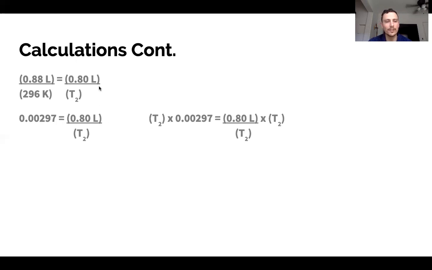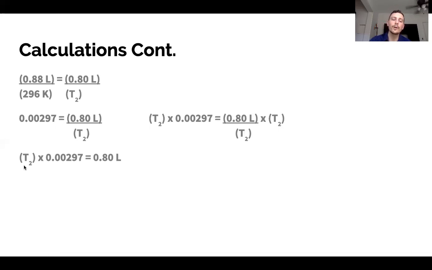The right-hand side still has our variable in the denominator. So to fix that, we multiply both sides by T2. And if we do that, these cancel, right? So we have one on top, one on bottom. And now we have T2 times 0.00297 equals 0.80 liters. So that's what we have here, right? After the T2s cancel on the right-hand side. So now our variable is in the numerator.